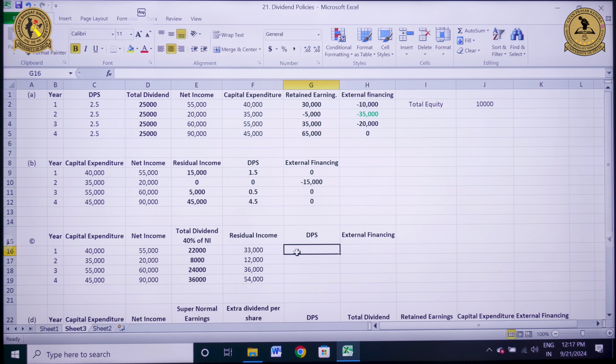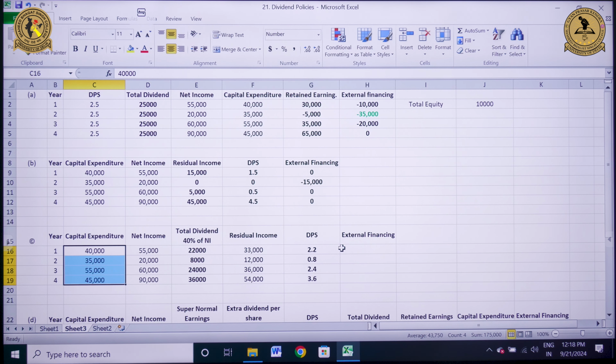Now the next step is the calculation of dividend per share. Since I have already calculated my total dividend, the dividend per share will be equal to total dividend represented by E16 divided by number of equity shares outstanding. Since my denominator remains the same in all the 4 subsequent years, let's fix it by putting a dollar sign before and after J. Let's drag it. So it comes out to be 2.2, 0.8, 2.4 and 3.6.